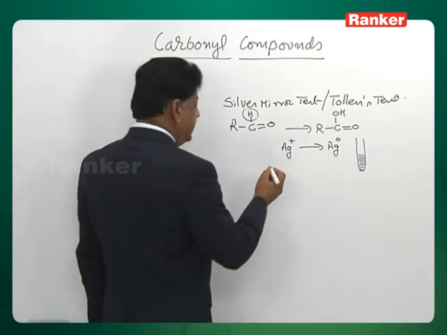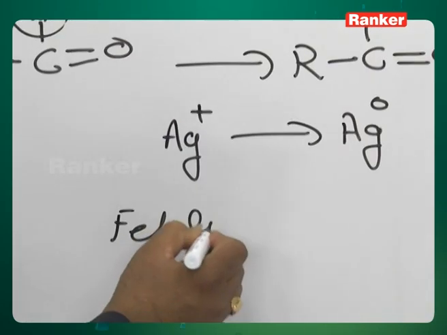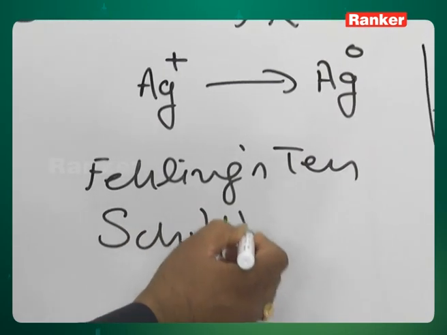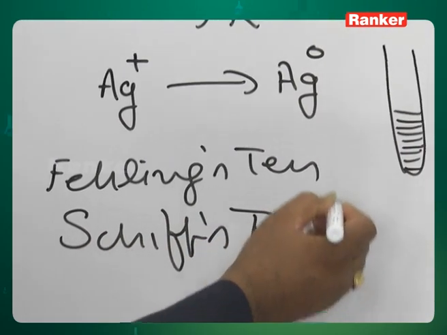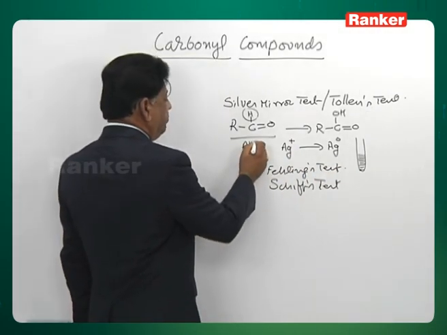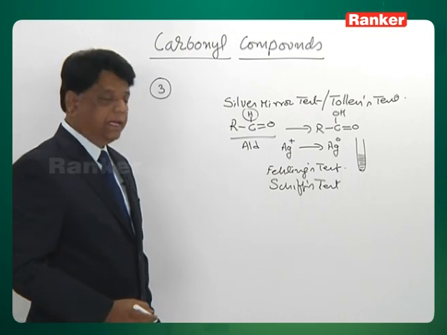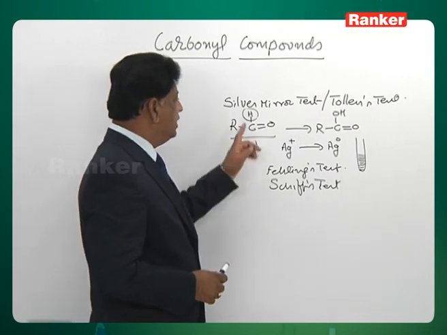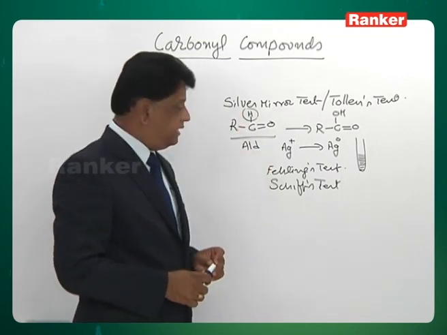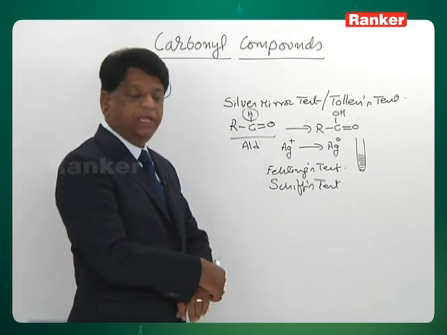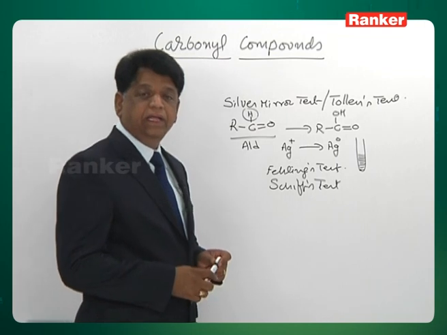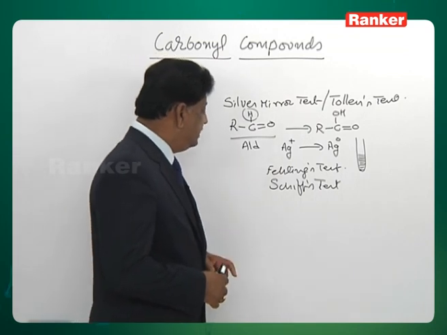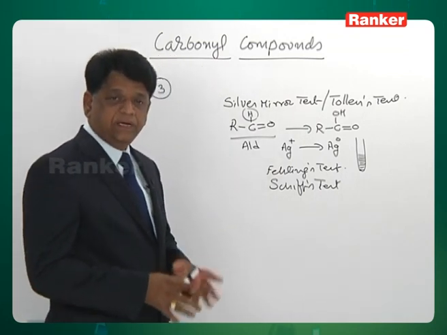Not only the Tollens test, even Fehling's test, and also the Schiff's test. All these three tests are given by the aldehydes alone. Ketones will not give these reactions. So all aldehydes will give the Tollens test, Schiff's test, as well as Fehling's test. Tollens test is nothing but the ammoniacal silver nitrate reagent. Fehling's is a combination of sodium potassium tartrate mixed with the alkaline solution of copper sulfate, and the Schiff's reagent is an organic base, para-rosaniline, saturated with sulfur dioxide.